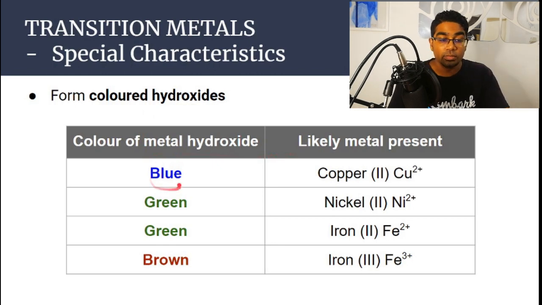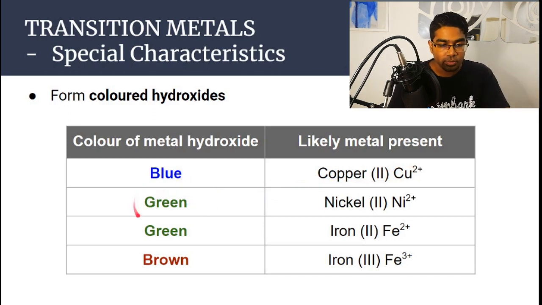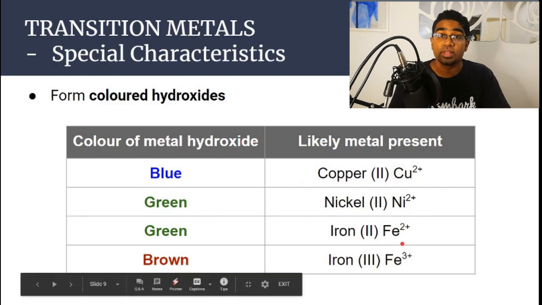So we will get a blue metal hydroxide for copper 2 ion. Then if we add sodium hydroxide and we find it to be green, then we know either nickel or iron 2 ion is there. Most of the syllabus of SPM and IGCSE, we focus on iron 2 ion as the green hydroxide. And if the hydroxide is brown, then it is iron 3 ion.